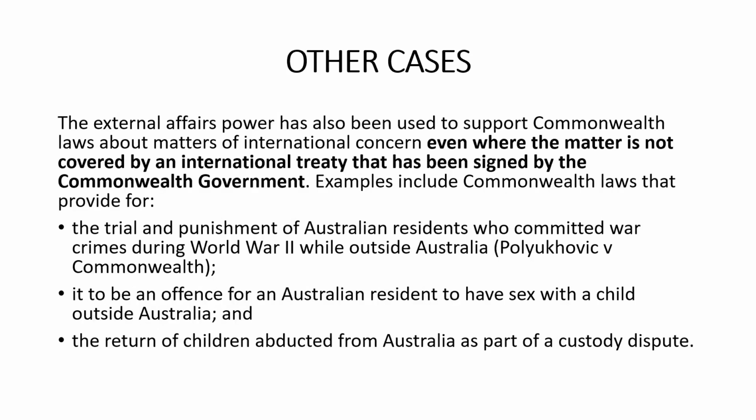In fact, the external affairs power has also been used to support Commonwealth laws about matters of international concern, even where the matter is not covered by an international treaty that has been signed by the Commonwealth Government. So, for example, the Commonwealth Parliament has made laws about the trial and punishment of Australian residents who committed war crimes during World War II while outside Australia. Laws under which it is an offence for an Australian resident to have sex with a child outside Australia. And laws about the return of children abducted from Australia as part of a custody dispute.